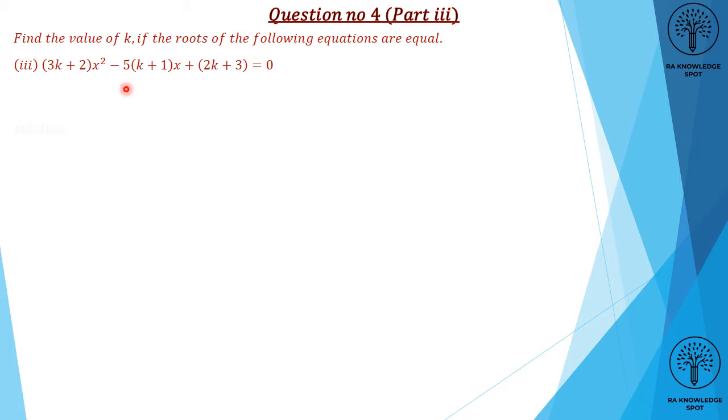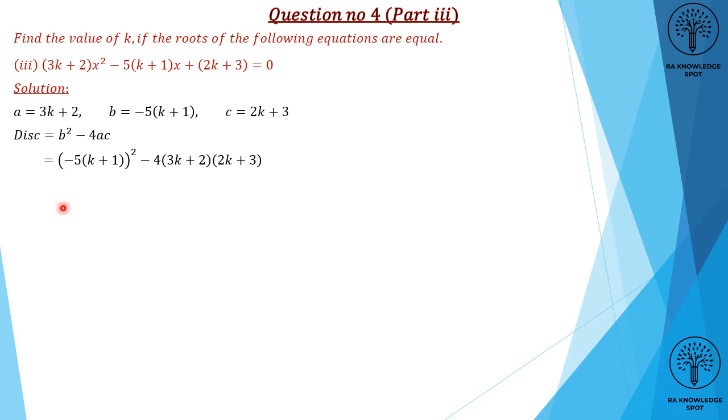Now once again doing the same process as in the previous question. This is your a, this whole thing is your b. Don't forget to take the minus, you have to write it with the minus sign also. And this is your c. Now discriminant is equal to b square minus 4ac. Just putting the values, now solving.